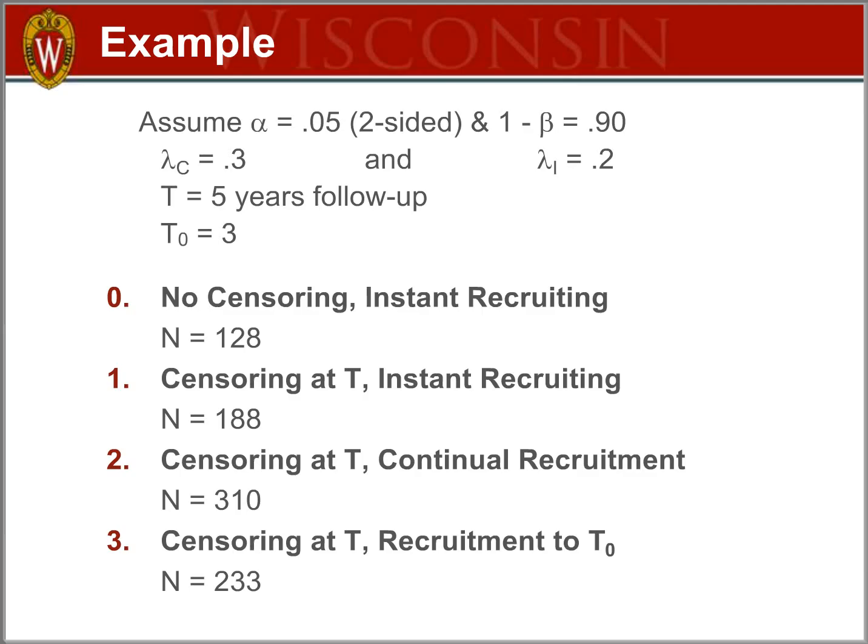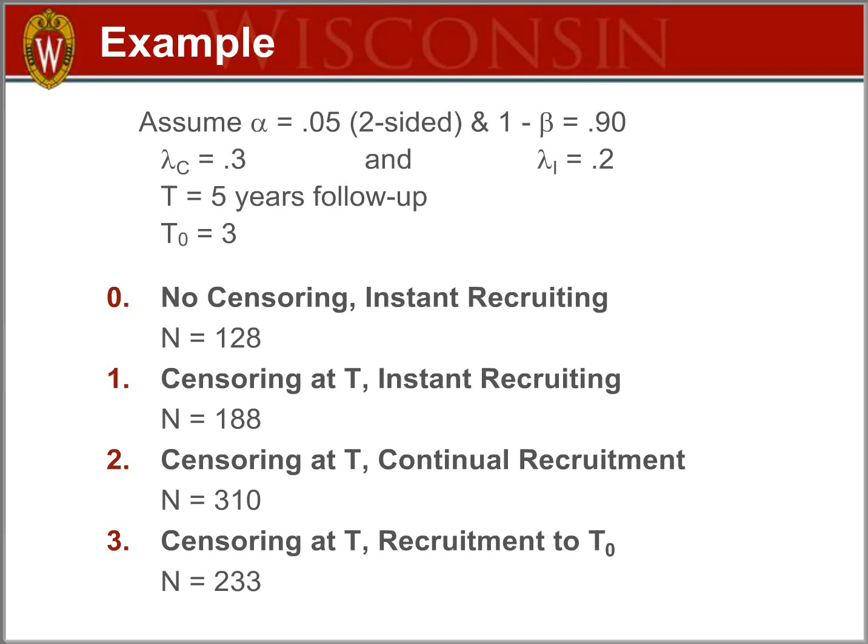Suppose we censor at capital T, 5 years, and we recruit all the way up to 5 years. So we need 310 patients. Why? Well, not all patients are available immediately to be followed. They're not at risk for an event. So less exposure, less risk, less events, need more patients.